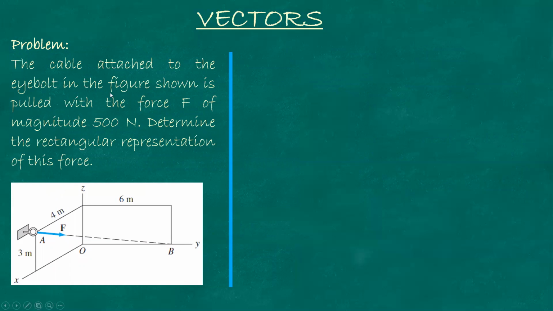Sample problem. The cable attached to the eyeball in the figure shown is pulled with the force F of magnitude 500 newtons. Determine the rectangular representation of this force. Now, ang force nimo, ang iyang tail is nasa A, ang iyang nose, head, or tip nasa B. Okay? So, kung magamit ko og coordinates, coordinates nyo sa A, take mo sa orientation na natin X, Y, and then Z. So, ang X niya is 4, ang Y 0, ang Z niya is 3. And also with B. Kung gusto, pwede rin kag-draw og box.